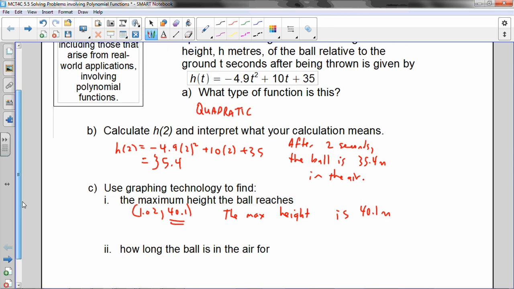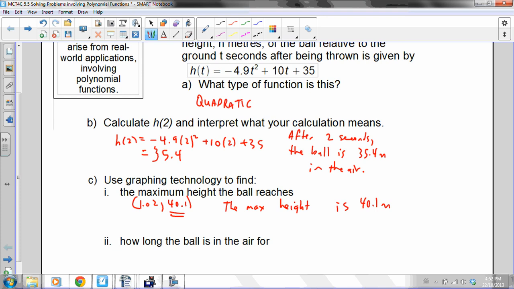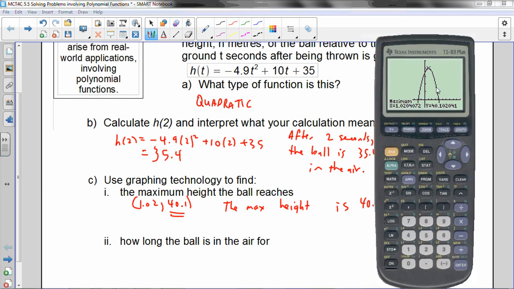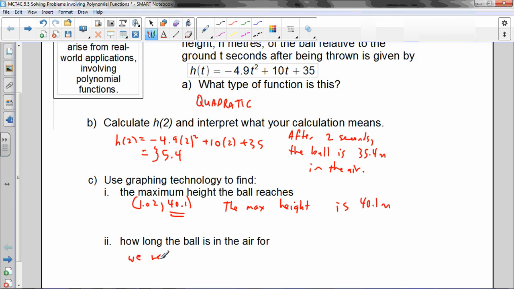How long is the ball in the air for? Well, if I look at the graph, the ball goes up in the air for a little bit and then falls down, and then there's a height of 0. Right there, we want to find the 0, right? So how long is the ball in the air for? We want t so that h at t equals 0. I'm going to use the 0 function.